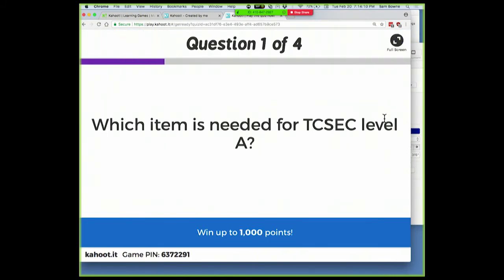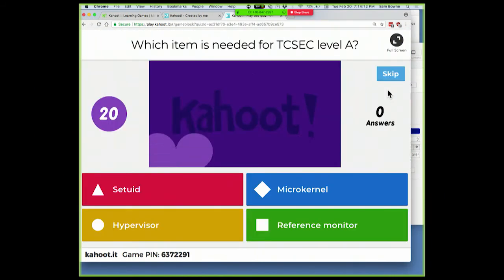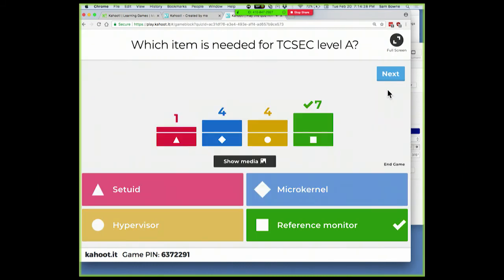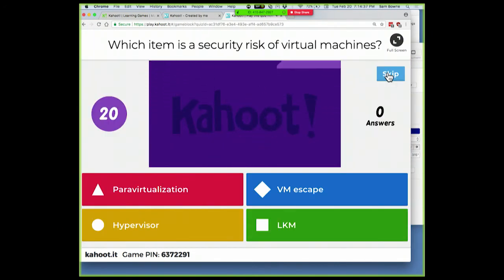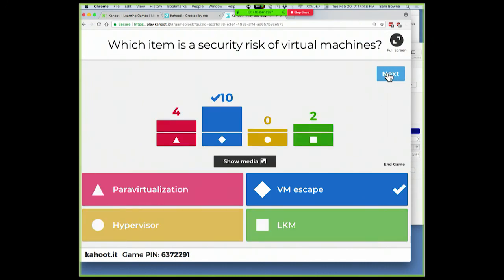Okay, what do you need for TCSEC Level A? Okay, you need a reference monitor. All right. What's the security risk of virtual machines? Okay, VM escape.